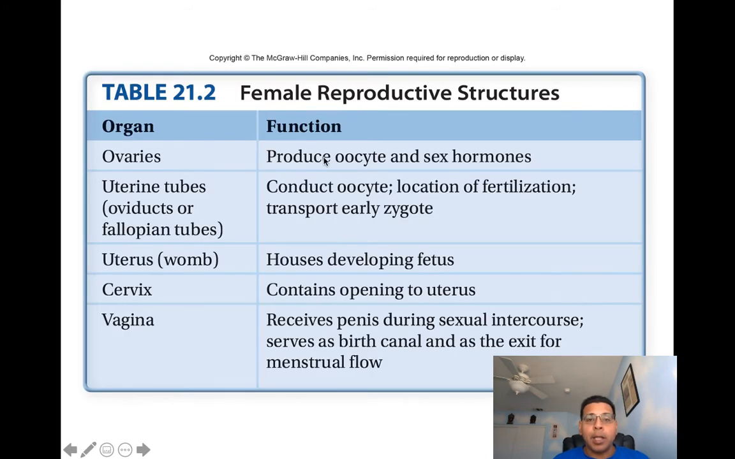So we've got the ovaries. They produce the oocyte and sex hormones, just like we saw with the testes. The uterine tubes, or we can call them the oviducts or the fallopian tubes, they're going to conduct the oocyte. So that's like the vas deferens you can think of in the male. And this is also going to serve as the location of fertilization. And then the uterus, the womb, we can also refer to it as, it's going to house the developing fetus. And then the cervix, it's going to contain the opening to the uterus. And the vagina, we'll talk more about it when we get into there, and then the rest of these organs as well. It'll receive the penis during sexual intercourse, and it's going to serve as a birth canal and as an exit for menstrual flow.